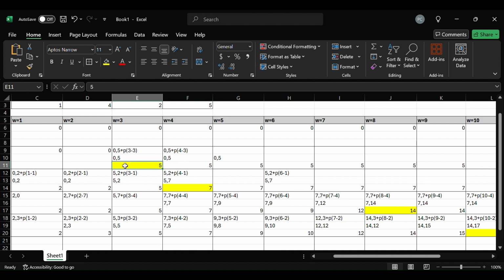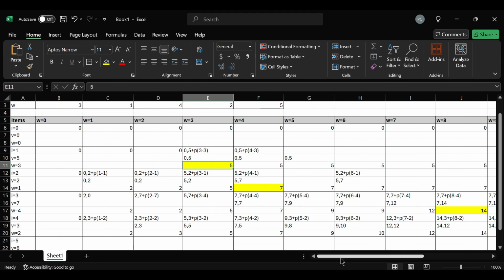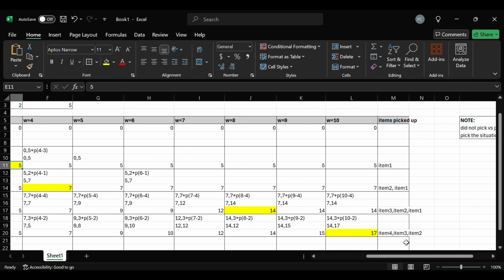Here the decision we made is pick up. So we pick up item number 1. Right? Add it to our list of items we have picked up. So item number 1. Again, to check, you can add up the values of these items. 4, 3, 2, 1.